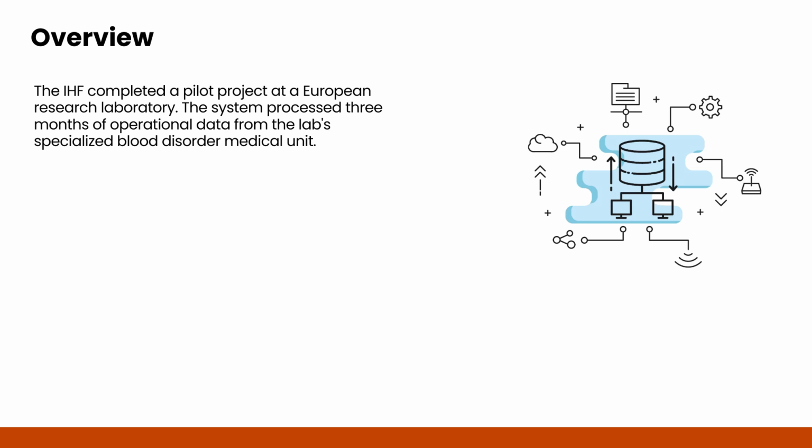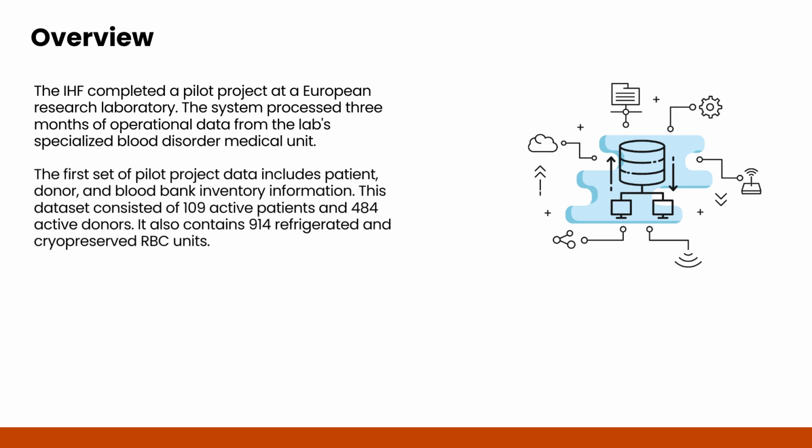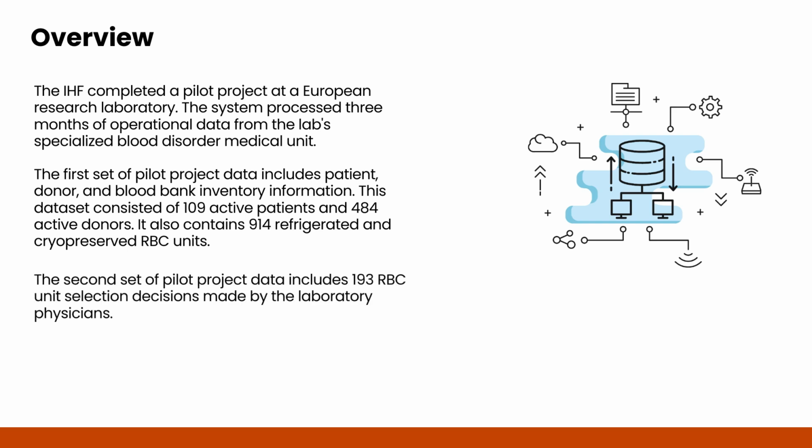The system processed 3 months of operational data from the lab's specialized blood disorder medical unit. The first set of pilot project data includes patient, donor, and blood bank inventory information. This dataset consisted of 109 active patients and 484 active donors. It also contains 914 refrigerated and cryopreserved RBC units. The second set of pilot project data includes 193 RBC unit selection decisions made by the laboratory physicians. In this video, we present only the patient base analysis to illustrate the application of the transfusion risk group concept.